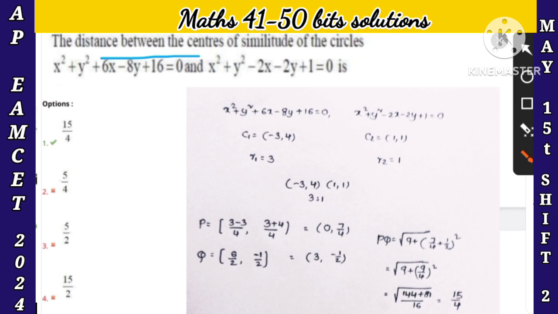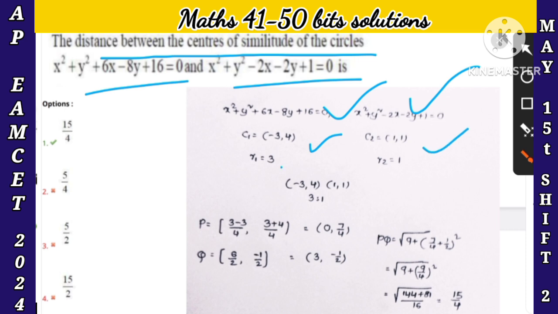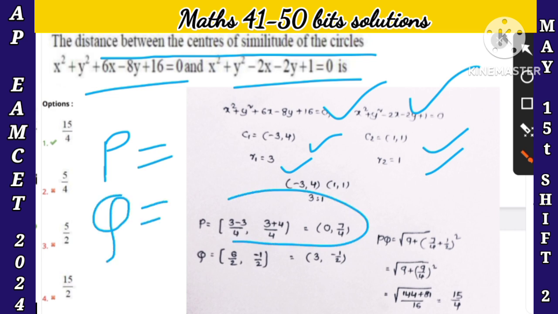The distance between the centers of similitude of the circles. Okay, two circles are given. First, find the C1, C2, R1, R2 values. Now, the distance between the centers of similitude. P is the internal center of similitude, Q is the external center of similitude. Find the two points P and Q and take the distance between the points.